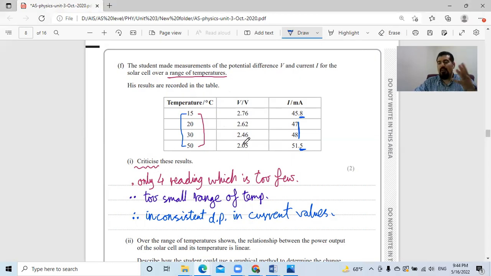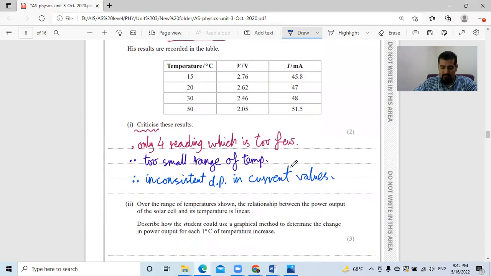Now we need only two criticisms here about the readings. So make sure that you write the most common sense answers so that you can get the marks from it. Good? Okay, and they keep repeating the same ideas here.